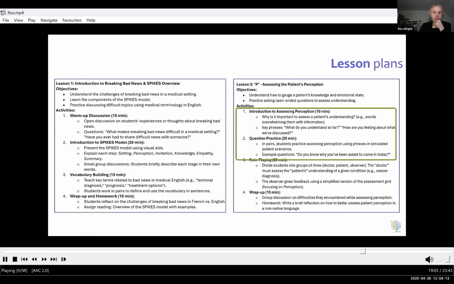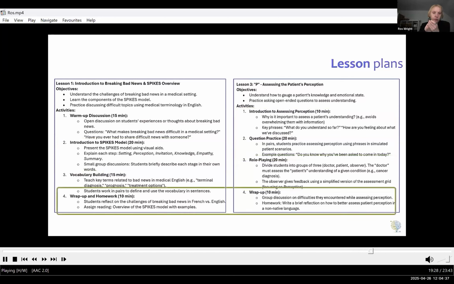In lesson 3, for example, we can see phrases such as, "Do you know why you've been asked to come in today?" And although it could be more effectively delivered as an open question, this is still an acceptable question to explore the patient's perspective. I also like the fact the role play incorporates use of an observer who can analyze usage and feedback to the person taking the role of the doctor.